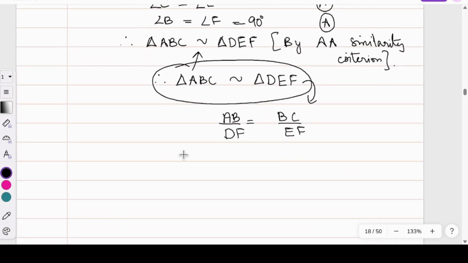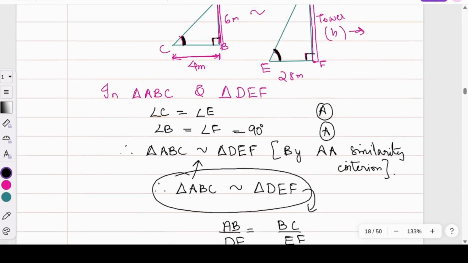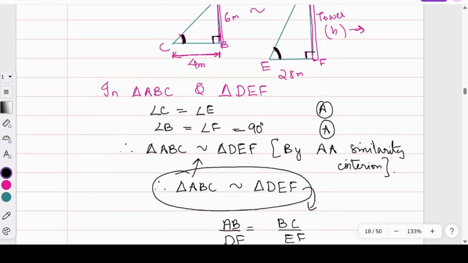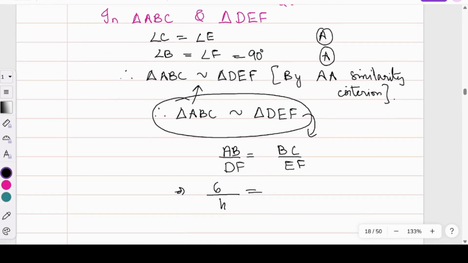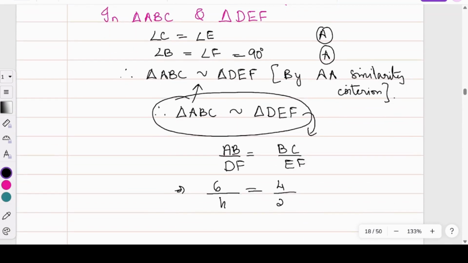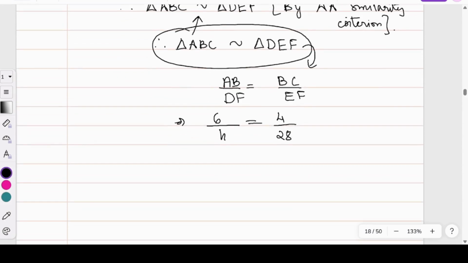Then, what is the value of AB here? The given value for AB is 6 and given value for DF is how much? DF, I don't know the height of the DF. There we gave the height H, and BC is 4 divided by, and EF is 28. Now we can find the value for H. 6 by H equal to 4 by 28. So how to find H?